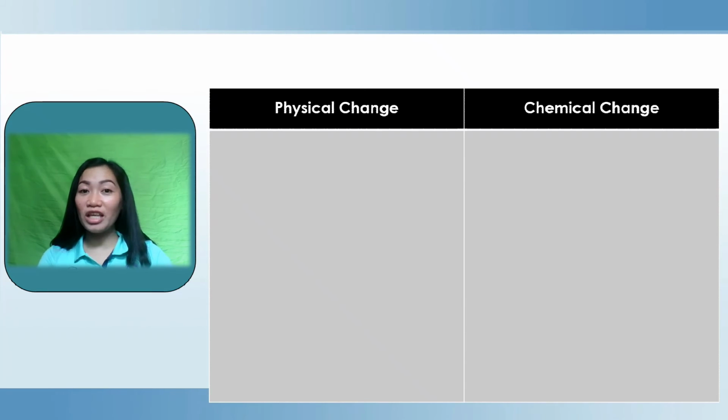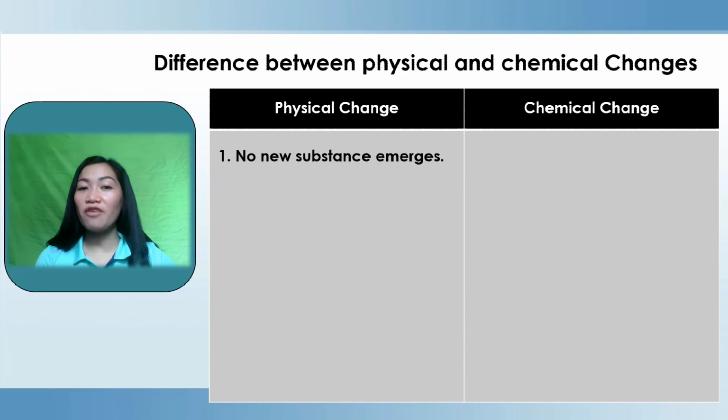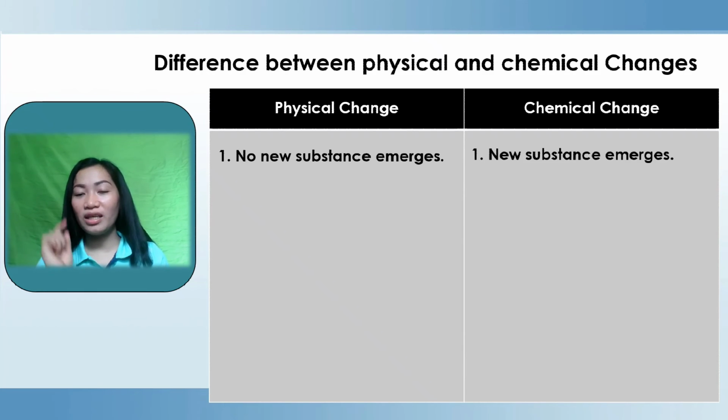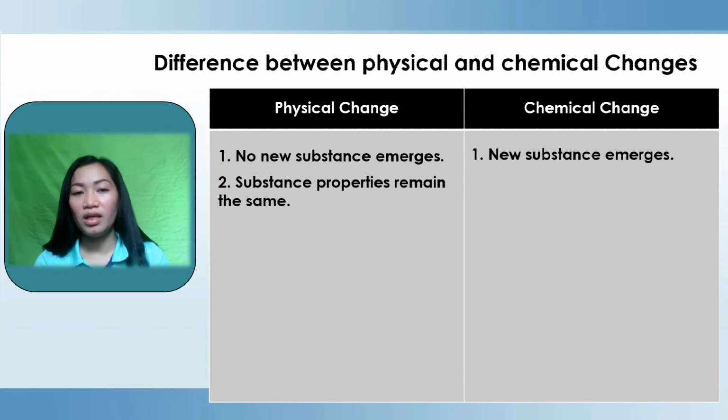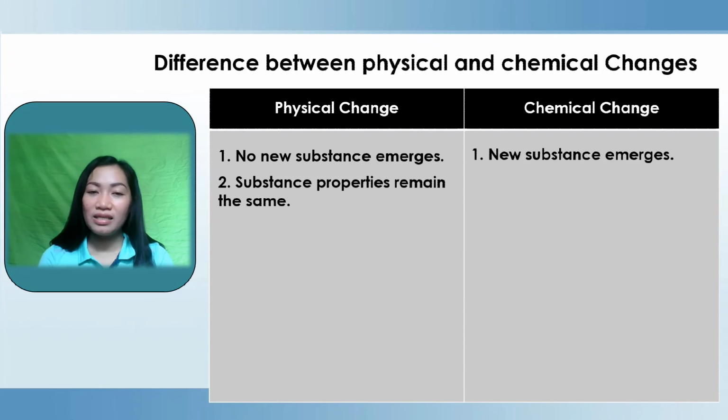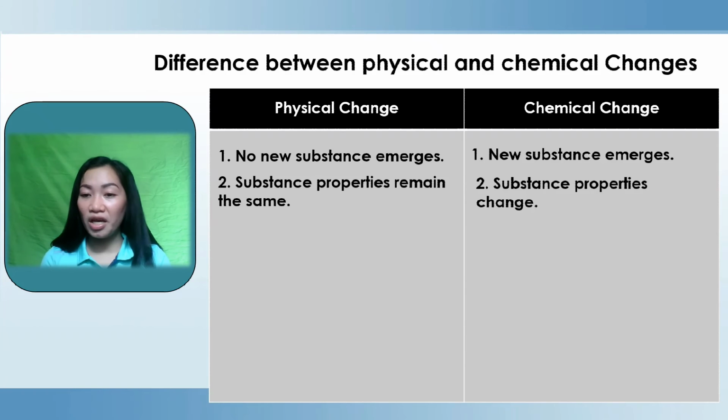And now let's differentiate the physical change from the chemical change. First, if I say physical change, it means no new substance emerges, no substance is being formed. While in chemical change, a substance is being formed. Second, in physical change, substance properties remain the same. While in chemical change, substance properties change. The substance will change.